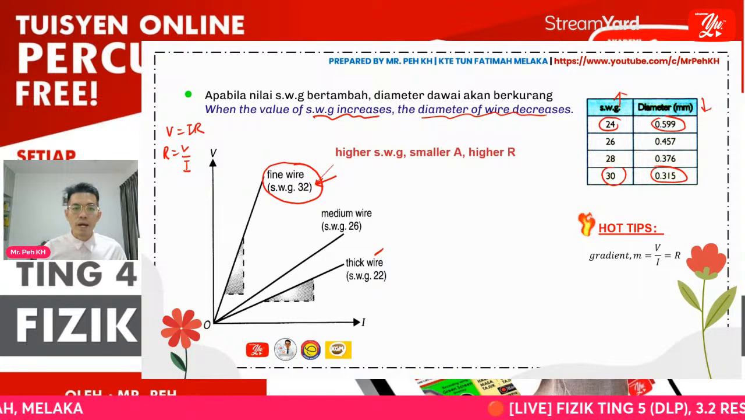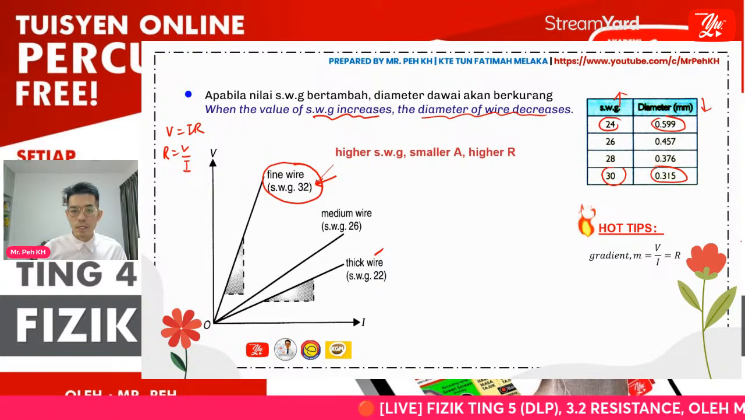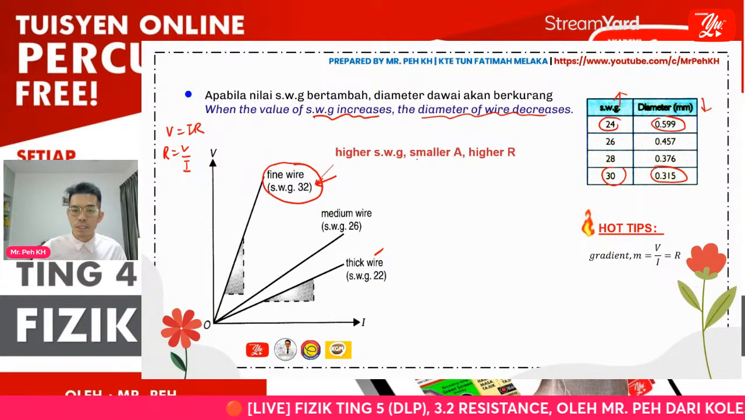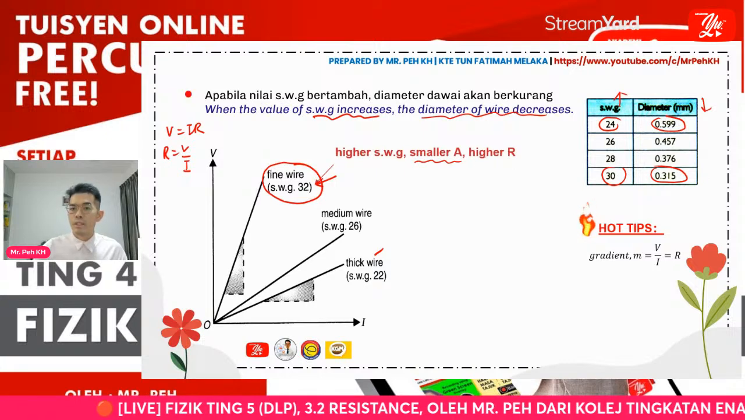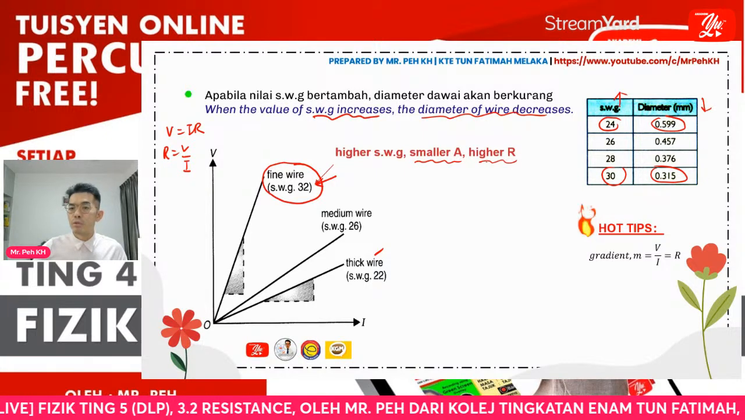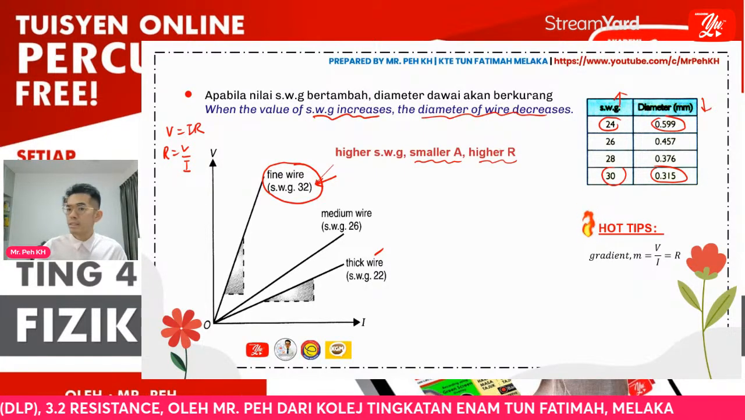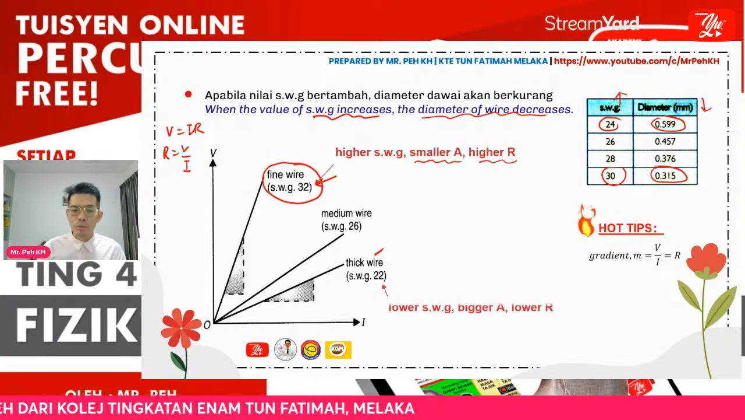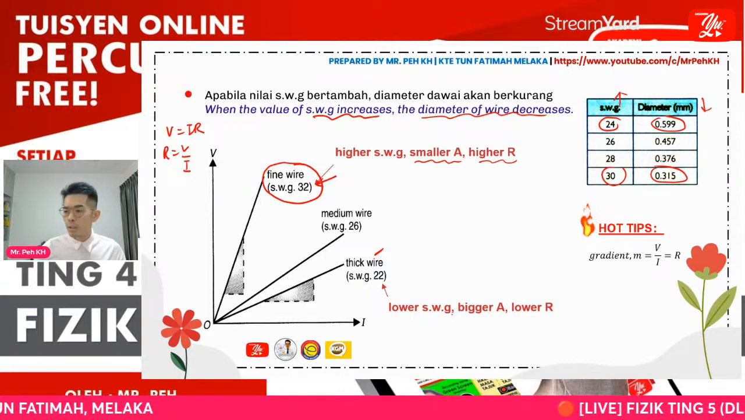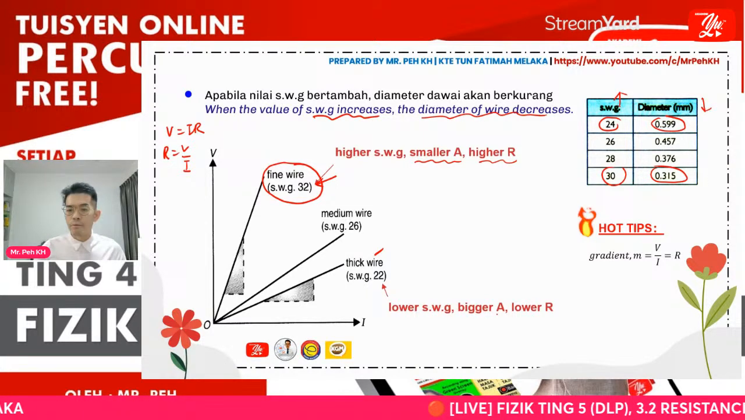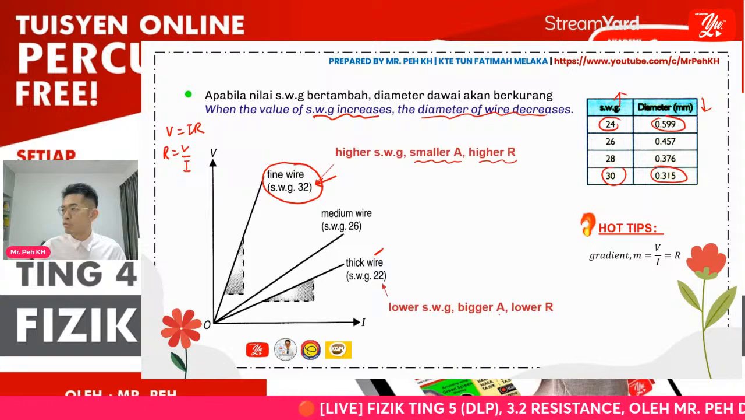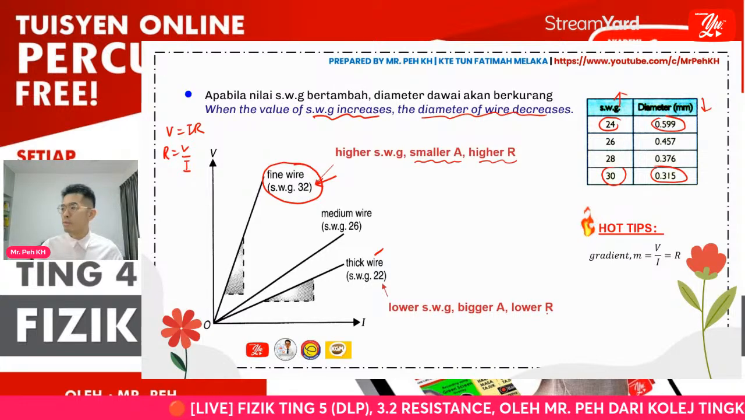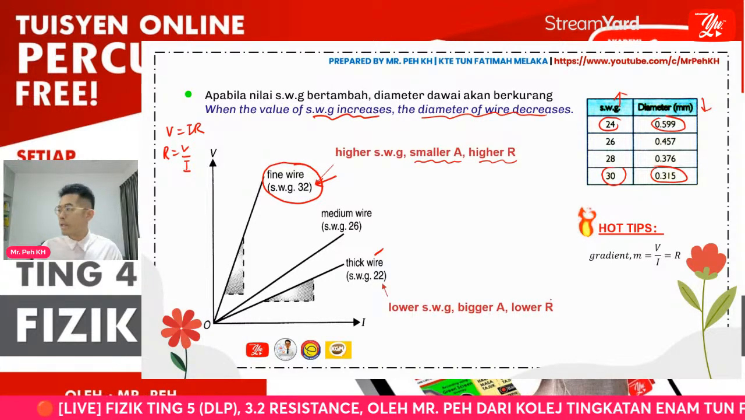So a higher SWG value shows a smaller cross-sectional area, so the resistance value expected will be higher as the number of electrons able to flow through will decrease. This will be vice versa for the thicker wire, where the SWG value will be lower and the bigger area gives more electrons to flow through. So the resistance will be lower.